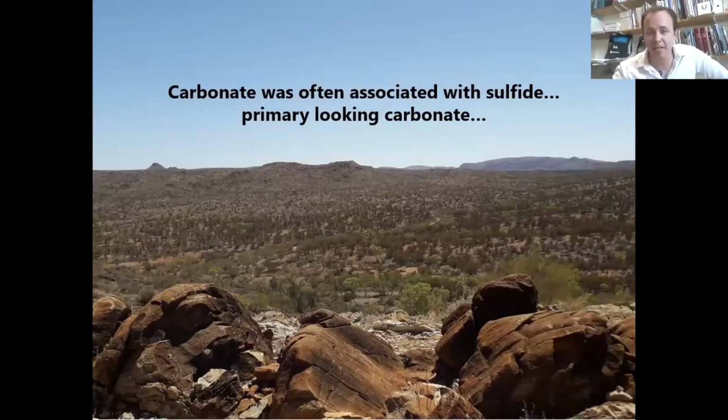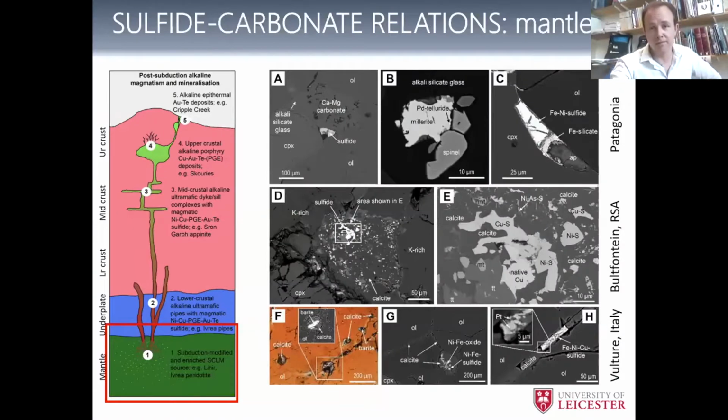In particular, something that we've noticed with the sulfides in these alkaline systems is that they're associated with carbonate, fairly primary looking carbonate. So let's strip that back and go, right, okay, let's have a look at the source. Have we got sulfides and carbonate in the source? And we do. This is nothing new. There are numerous publications out there which talk about the composition of mantle xenoliths, and you often see carbonate in there. The mantle is a big reservoir of carbon.